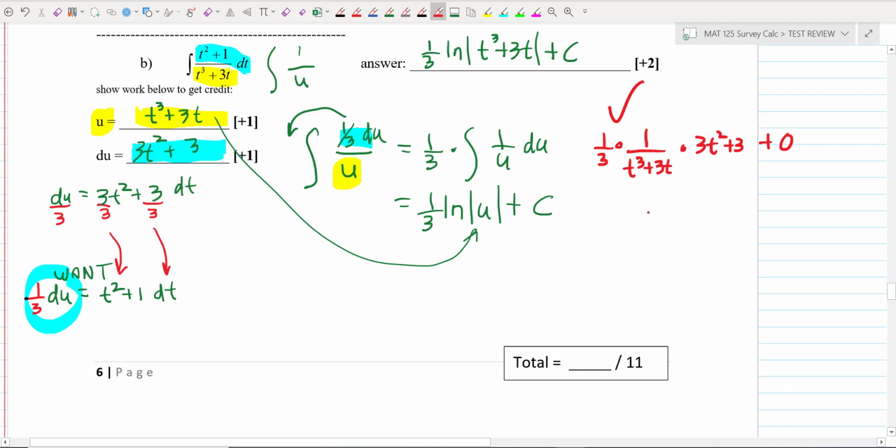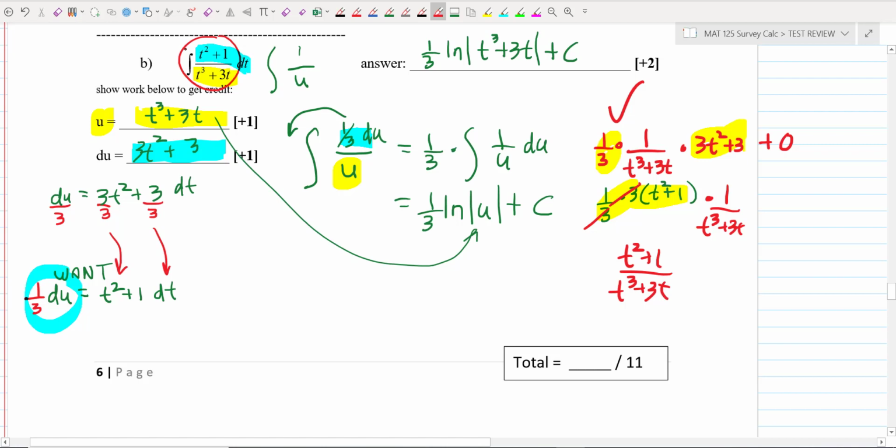Well, so what happens on this then is this basically. If you look at this part right here that I'm highlighting, that just divides out the 3's. So what you really have is this. I'm going to write this as 1/3 times, and I'm going to factor out a 3 out of this part right here. That's the part that's in yellow there. Then I've got the leftover 1 over t cubed plus 3t. Look at that. We end up with t squared plus 1 over t cubed plus 3t. That's what we started with. So that's how simple it is to check and verify your answer.